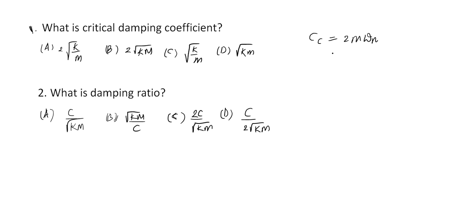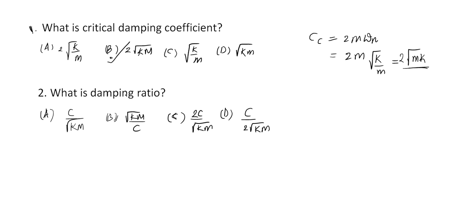This 2 into m into omega n, where omega n is the square root of k by m, can be written as 2 into square root of m into k. This is called the critical damping coefficient. So the option is B.